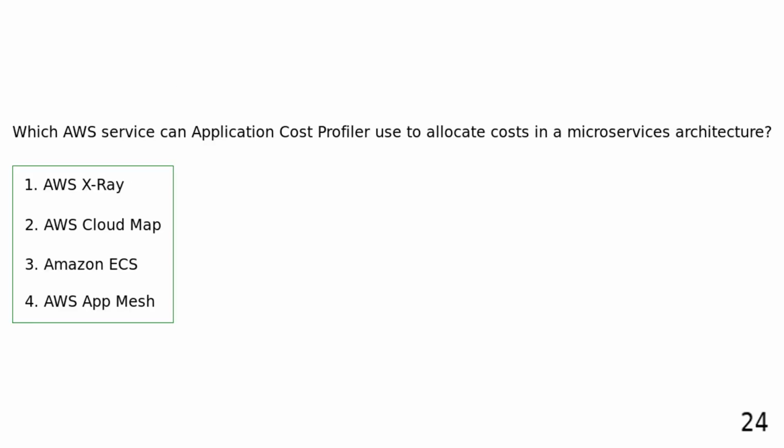Which AWS service can Application Cost Profiler use to allocate costs in a microservices architecture? AWS X-Ray. AWS Cloud Map. Amazon ECS. AWS App Mesh.